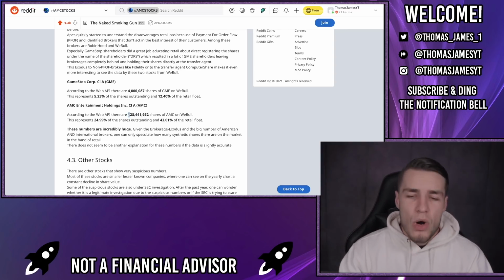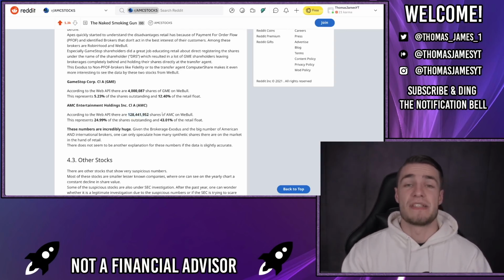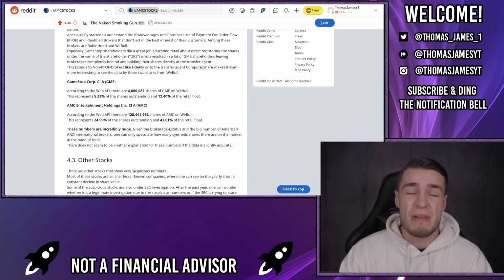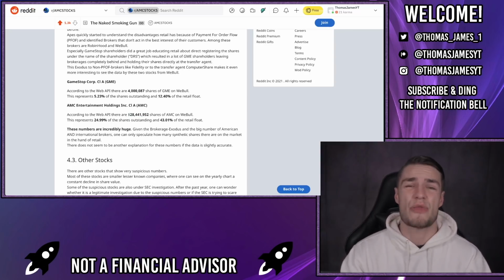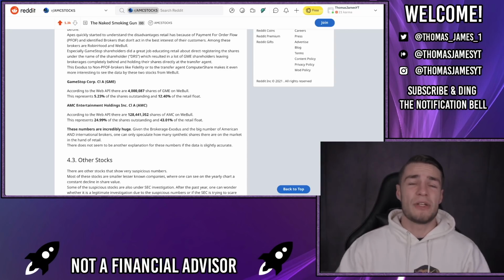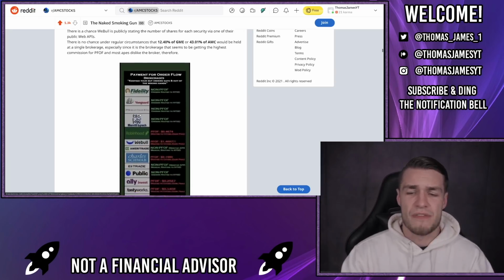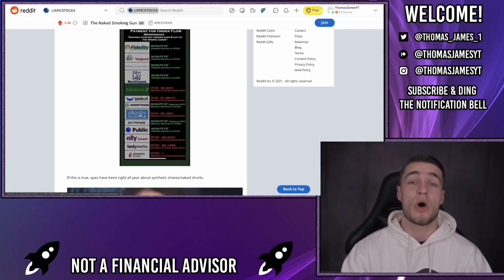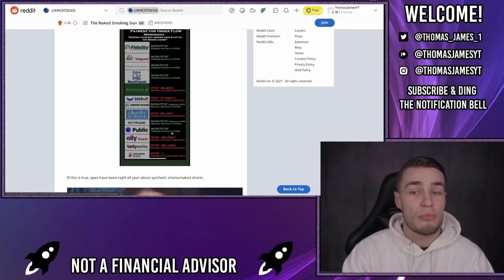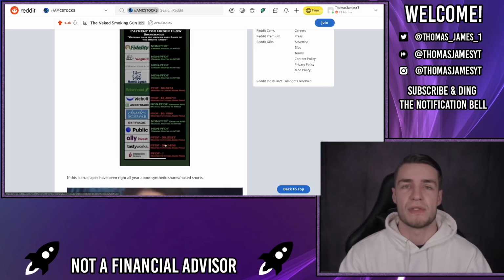If Webull are still holding 128 million shares of AMC, I imagine that Robinhood are maybe still holding 200 to 300 million shares of AMC. I imagine Fidelity on top of that are probably holding another 500 million or maybe 600 million. On top of that, you've probably got TD Ameritrade that's still holding another 200 million, and all of these other brokers that are still probably holding many more shares as well.